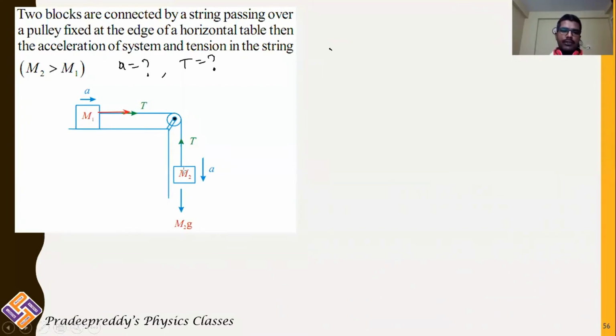And for M2, there is gravitational force acting in downward direction, that is M2G, and upward there is tension T, and overall acceleration of M2 is in downward direction. M2 is acting in downward direction, like it is pulling M1. So M2 mass is greater than M1. That's the reason why the whole system is able to accelerate. Now as M1 and M2 are attached with the same string, two masses will have same acceleration, and that is the common acceleration.